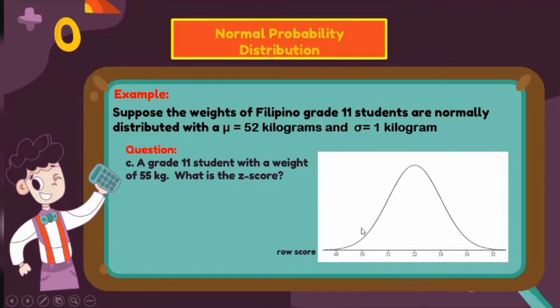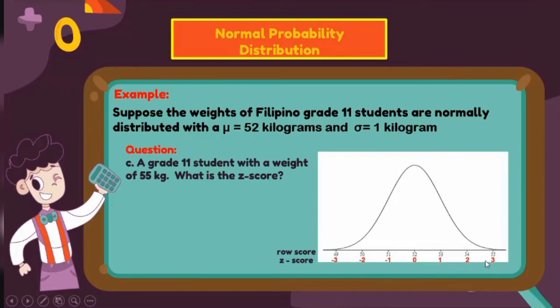Like I've been showing earlier, the 49 to 55, these are your raw scores. And then the negative 3 up to positive 3, these are your z-scores. Again, these are your z-scores. So in this illustration, for the 55, the raw score, its equivalent z-score is 3. So meaning you have a score or a kilogram that is 3 standard deviations from the mean.